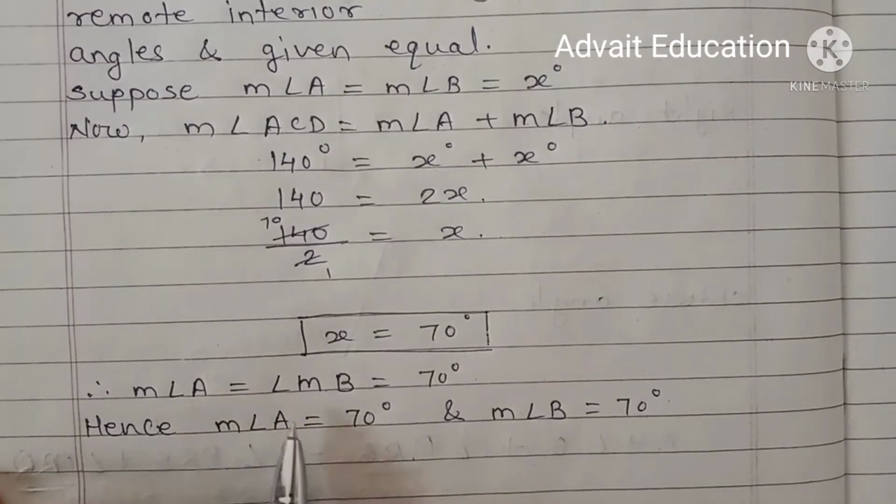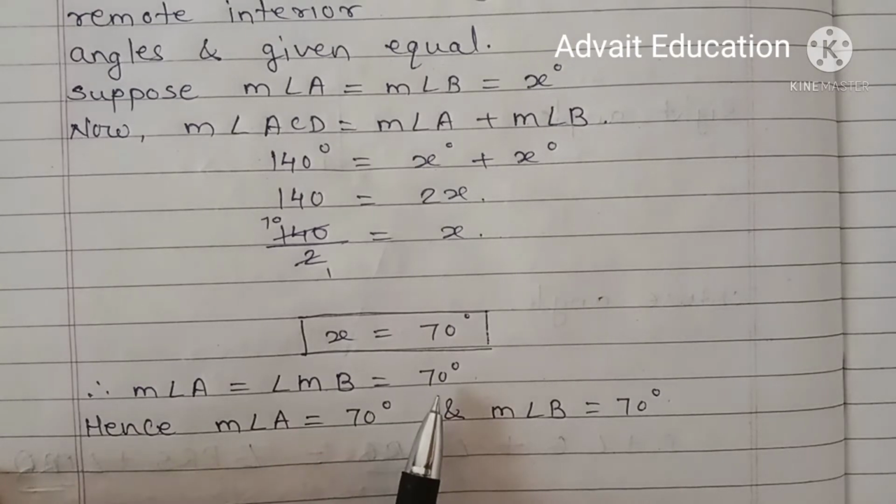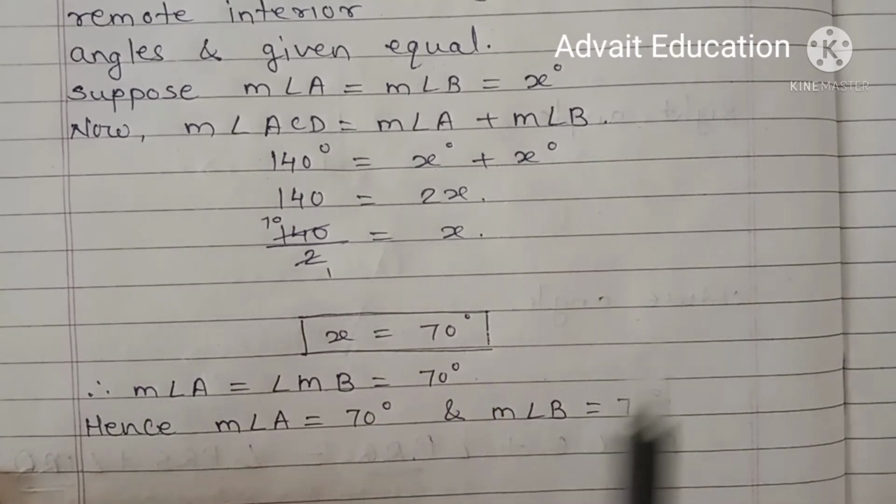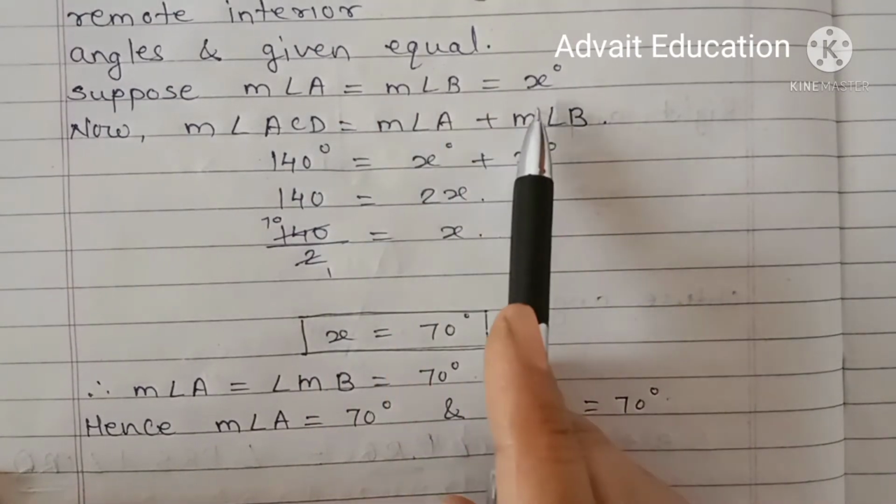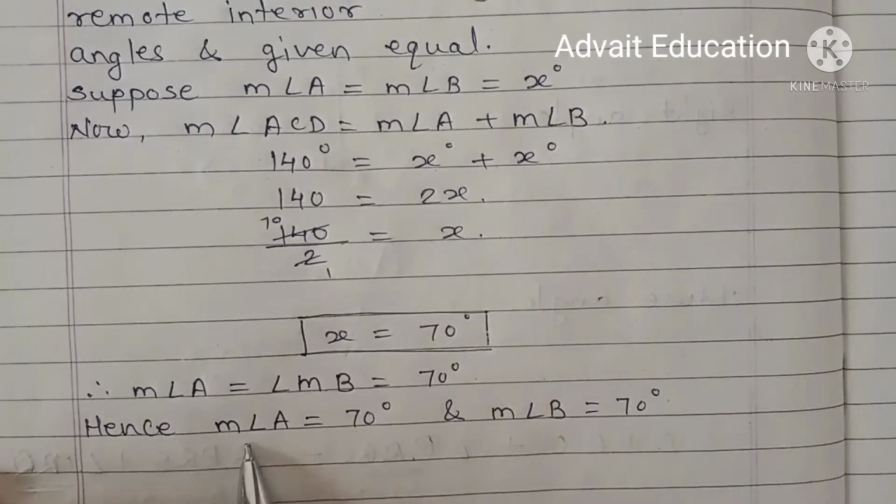Therefore measure angle A is equal to measure angle B is equal to 70 degree. Because for A and B we consider as x. Hence measure angle A is equal to 70 degree and measure angle B is equal to 70 degree.